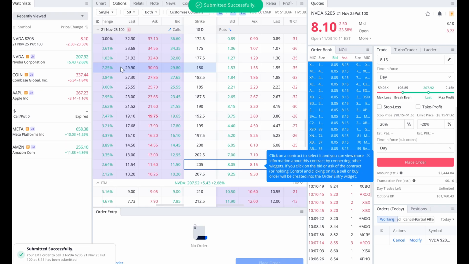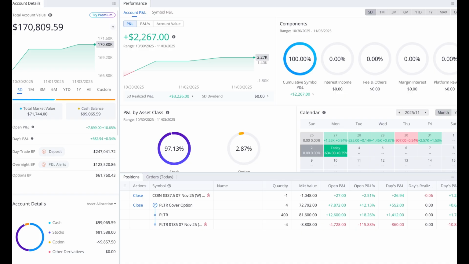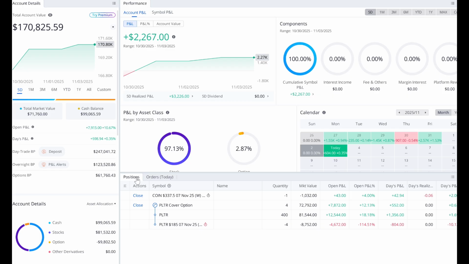Done. Okay, so go back to the account. Let's take a look if this is still pending. Okay, it's still pending. So this should be filled in the next couple of minutes. And that would bring in approximately $800 times 3. So you're looking at approximately $2,400 of premium collected from that order.